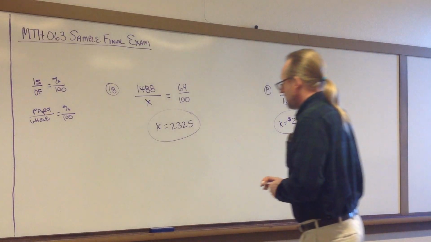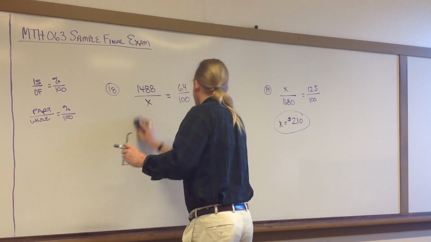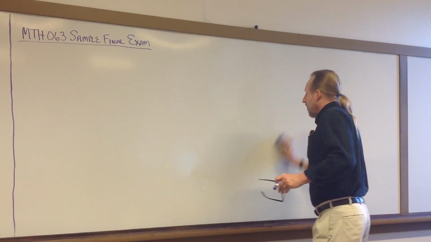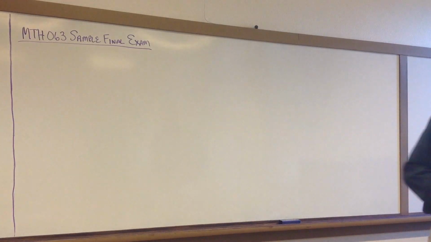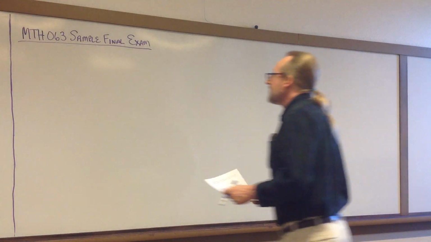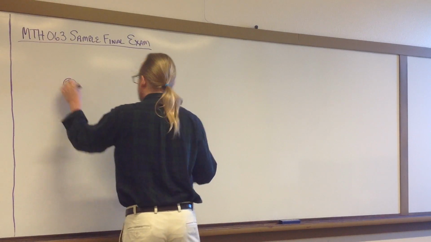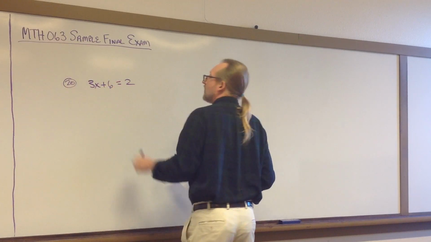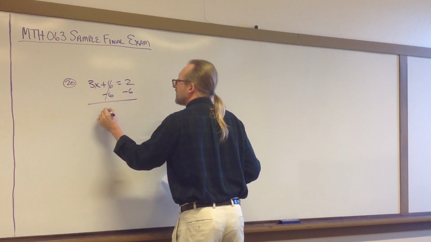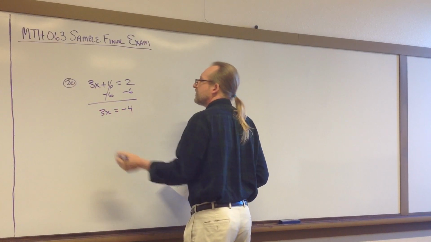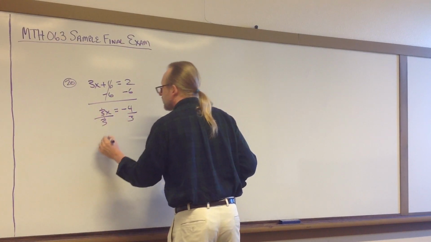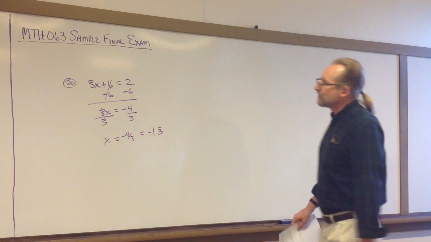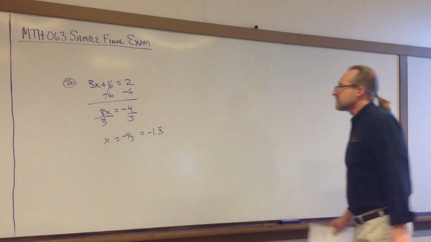All right, and that's it for the percentage problems. Next, we just have these two little algebra problems. And the idea here is that we want to get the variable by itself. 3x plus 6 equals 2. So, subtract 6 on both sides. 3x is negative 4. Divide on both sides by 3. X is negative 4/3. If you're using a calculator and you prefer decimals, negative 1.3 repeating.